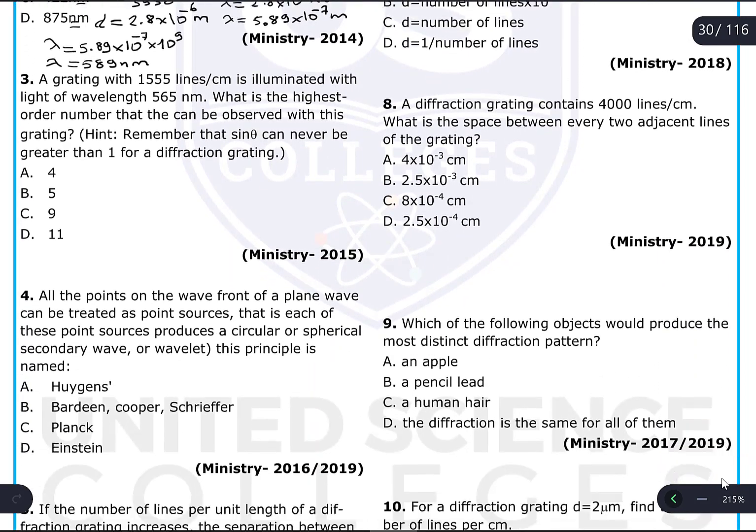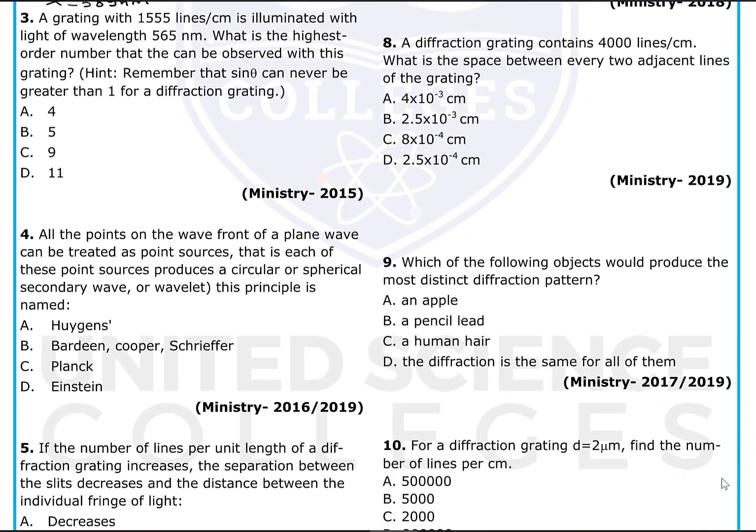Question number 3. A grating with 1555 lines per centimeter is illuminated with light of 565 nanometers. This time the wavelength is given. What is the highest order number that can be observed with this grating? Remember that sine theta can never be greater than 1 for a diffraction grating. So highest order number means we will find the greatest m. I will write the equation again: d sine theta is equal to m lambda. We know that.